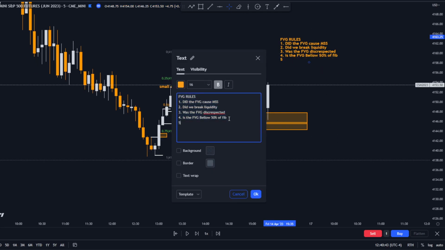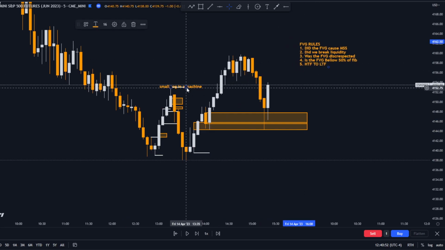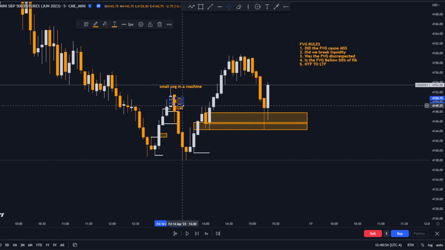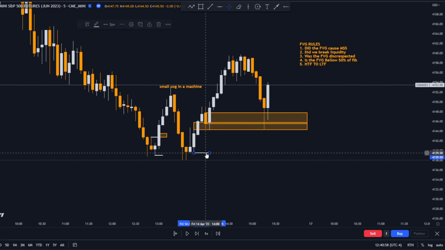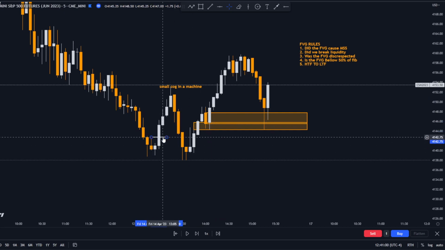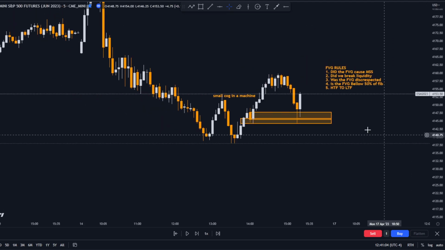Now the last one is just simple: higher time frame to lower time frame, and you should stick to that rule in almost everything. Higher time frame has always, let's say, the biggest say in the move and direction of the market.